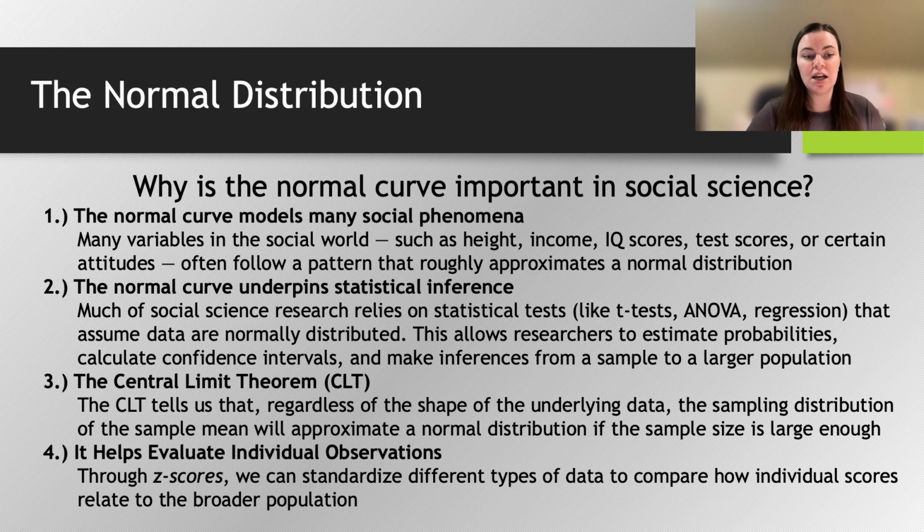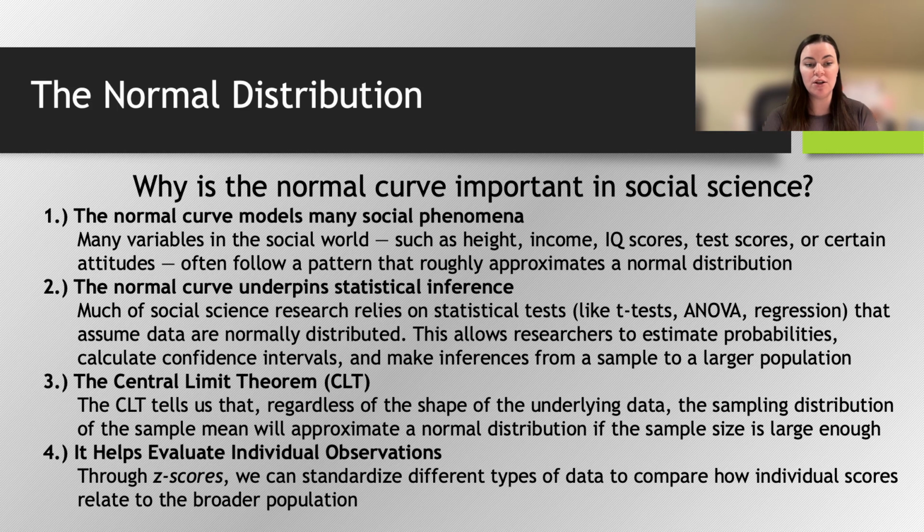And that data are all assumed to be normally distributed. Because of that, researchers can estimate things such as probabilities, which we will also cover in a later chapter, calculate things such as confidence intervals, which we'll do in chapter 7, and make inferences from a sample to a larger population.